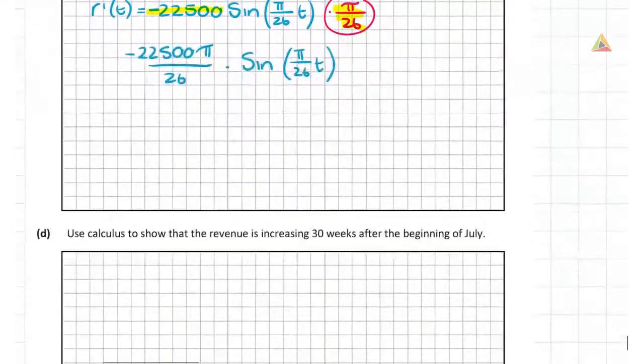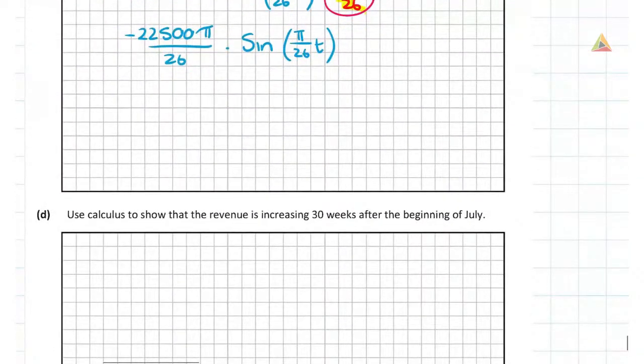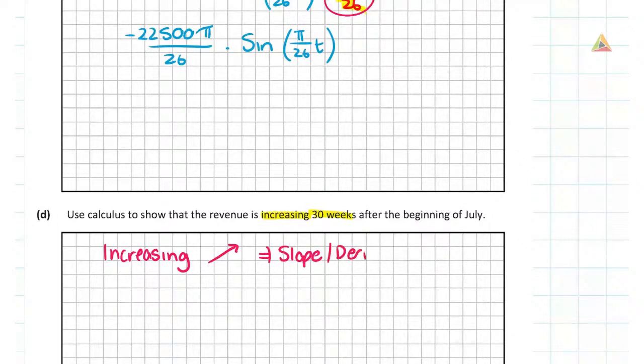For part D, use calculus to show that the revenue is increasing 30 weeks after the beginning of July. So we basically want to show that the slope, in other words, the derivative, is positive. So let's just make a note of that for ourselves. If it's increasing, that means it's basically going uphill from left to right. So therefore your slope, and we know that the slope is the same thing as the derivative, the slope or the derivative has to be positive. It has to be greater than 0. And when? Well, 30 weeks after the beginning of July.